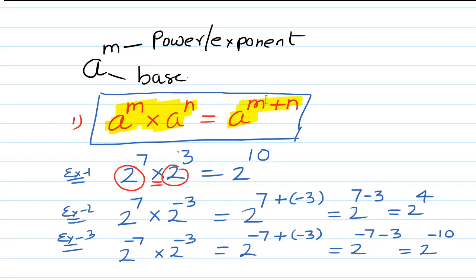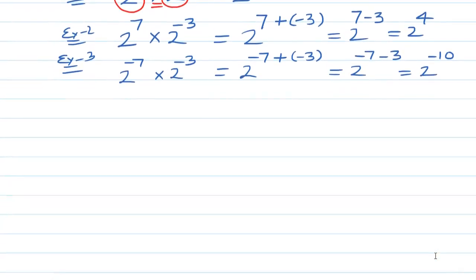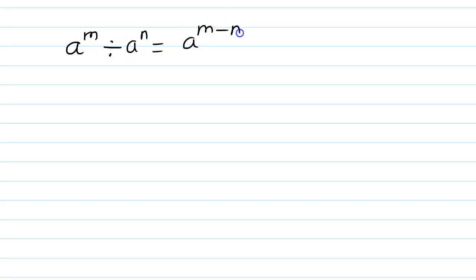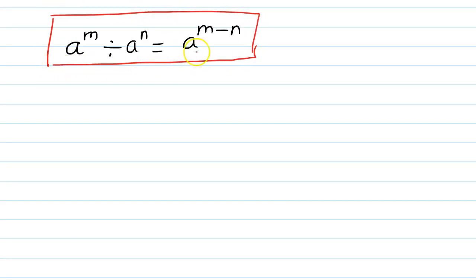Let's go for another formula. Now let's write down here. Another formula is a to the power m, and there is a division sign here, a to the power n. Then you can write a to the power m minus n. Yes, m minus n. Let's write it down in a rectangular box because this is our formula. Okay, and let's see questions here.